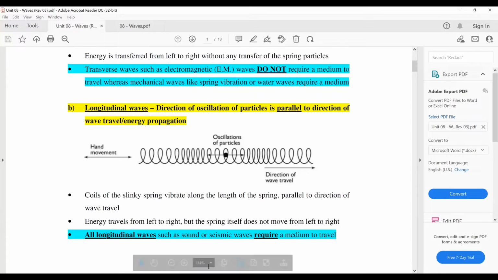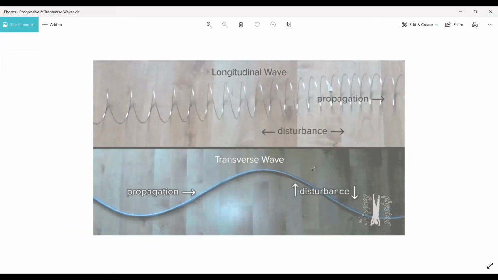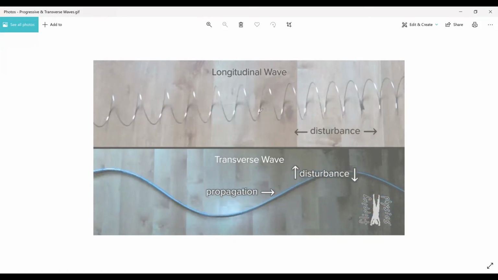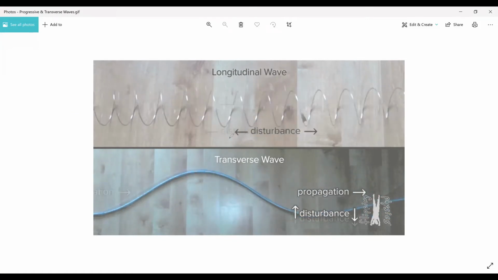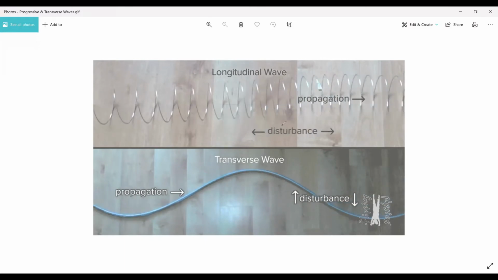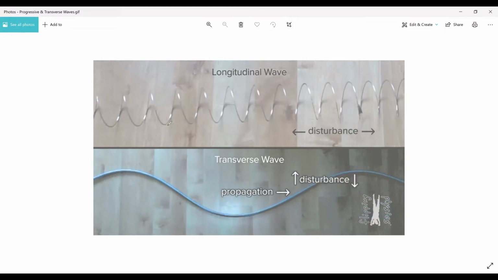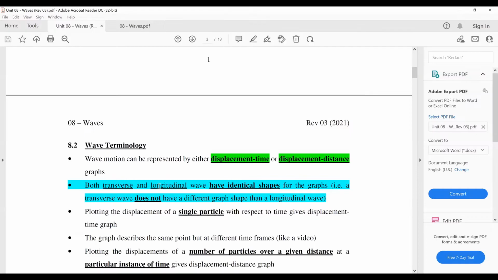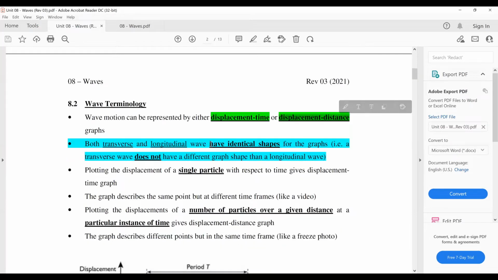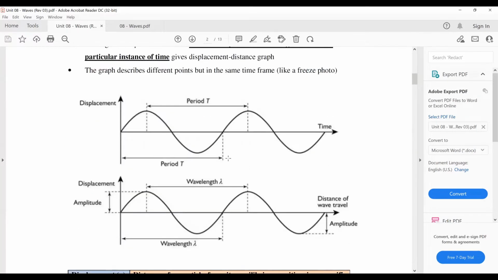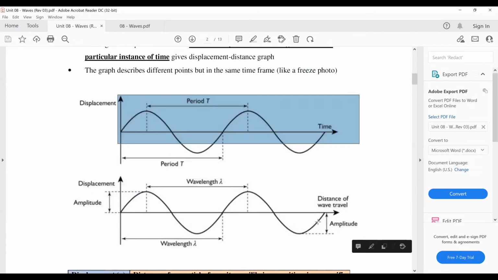Okay, so now that you know how a progressive wave looks like in terms of it being transverse and longitudinal, you want to represent the wave in the form of graphs. So when we want to represent the waves in the form of graphs, we would use a displacement time graph or a displacement distance graph. All right. So the displacement time and displacement distance graph will look something like what you see below here.